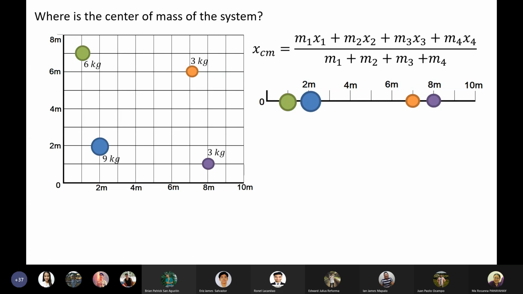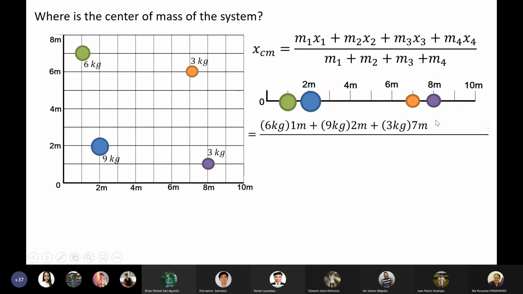Okay, yun yung kanyang position on the x-axis. So if I will solve now, that is 6 kilogram times 1 meter, kasi ang position niya is nasa 1 meter. Then 9 kilogram nasa 2 meter. Si orange, 3 kilogram times 7 meter. Then si purple, that is 3 kilogram times its position, which is 8 meters.